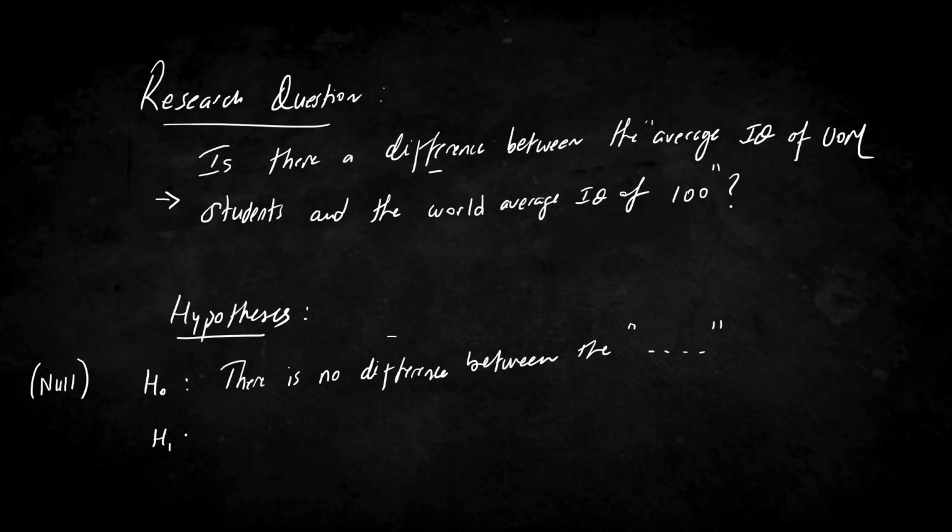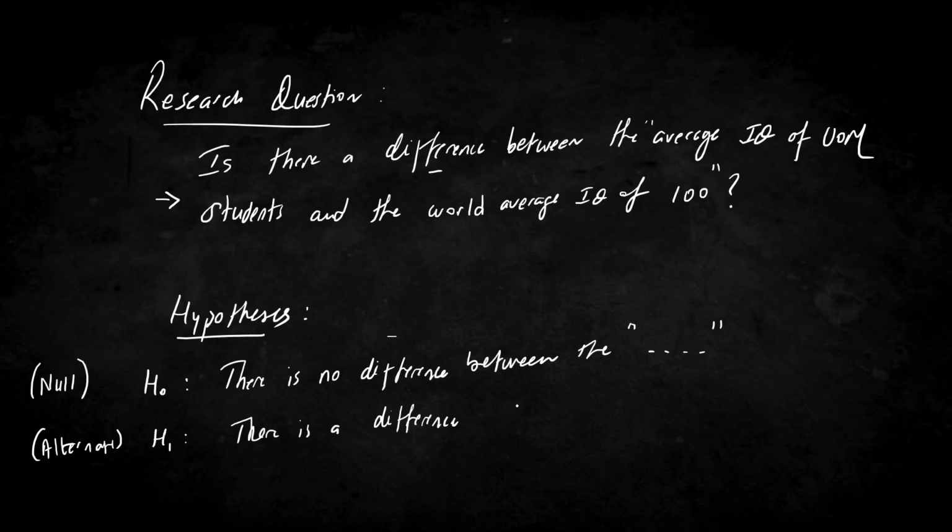And what would be the alternate hypothesis, which is your claim? You can write it as H1 or HA, doesn't matter. So that would be there is a difference. So that's a claim we are making, that there is a difference. Of course, you can instead make a one-tail test, in which case you will specify larger or smaller. But we're just going to stick to saying that there is a difference without specifying larger or smaller.